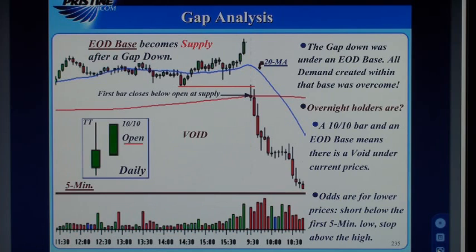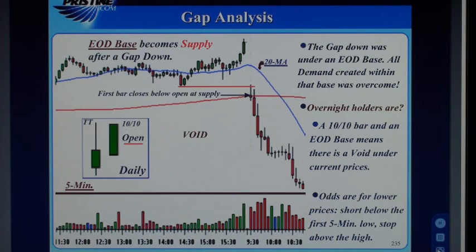But the first bar became a topping tail bar. So when it gapped down, it attempted to rally from there. It moved into that area of supply and then dropped again, back down to the lows. So shorting it under that first 5-minute bar's low is an excellent setup.